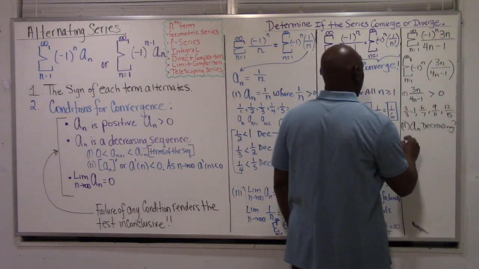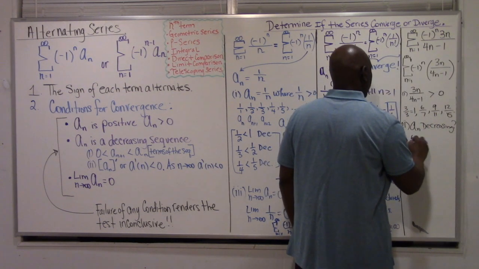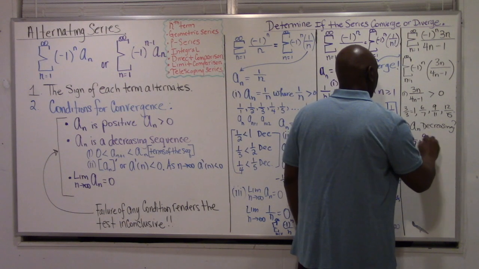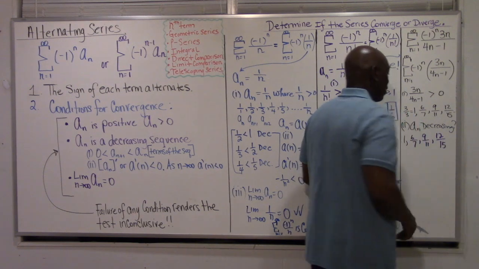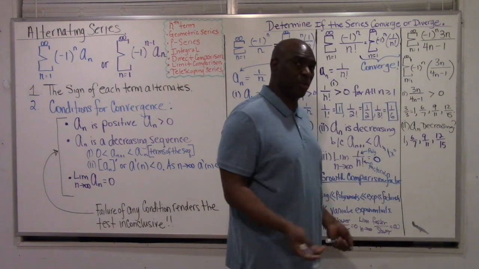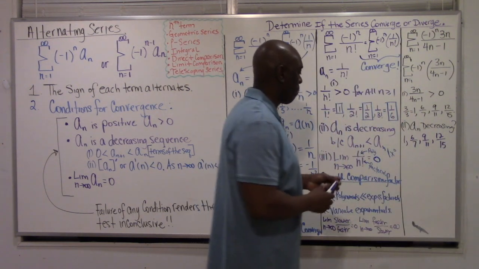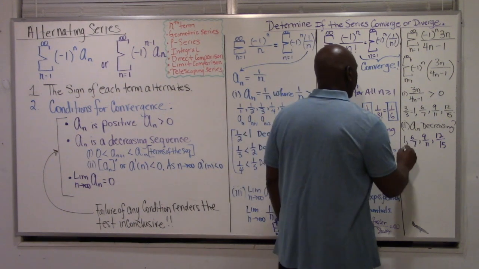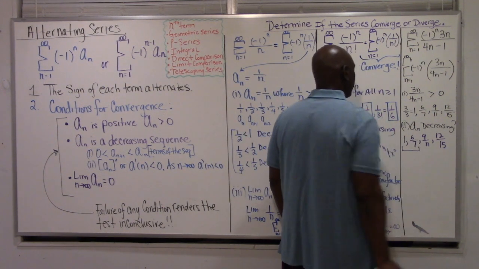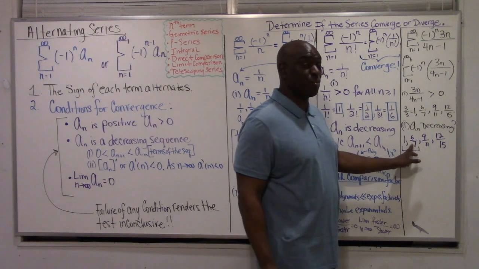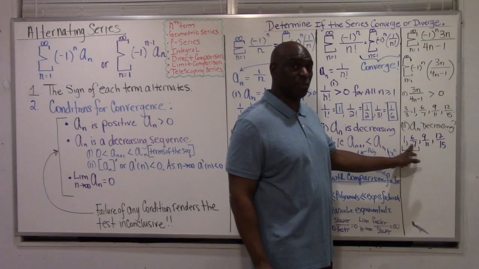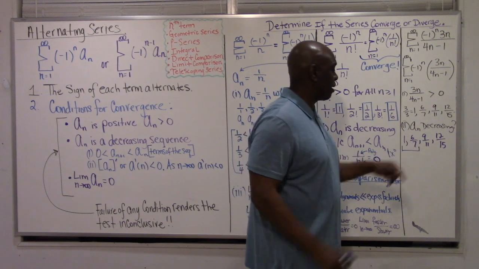Let's see if it's decreasing. 1, 6 over 7, 9 over 11, 12 over 15. Are these numbers getting larger or are they getting smaller? Well, if you compare these first two terms, 6 over 7 is smaller than 1. It's not exactly 1. So I decrease there.